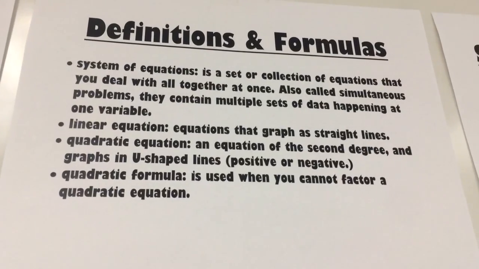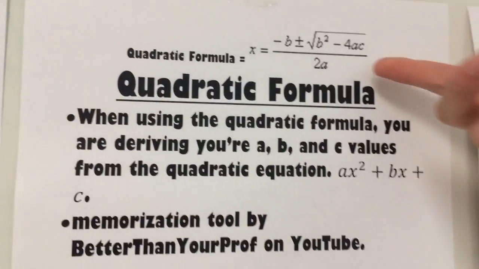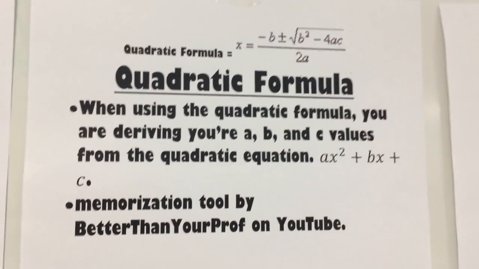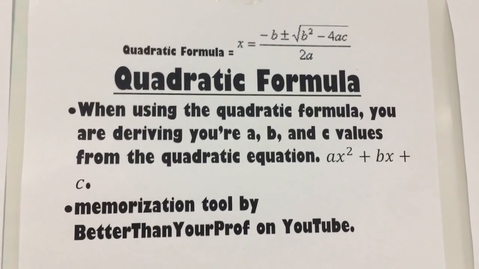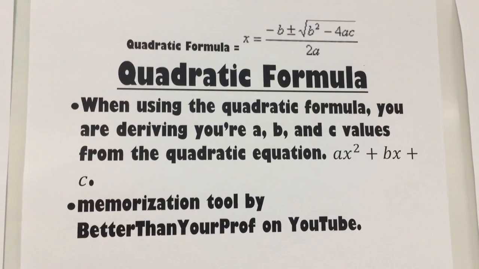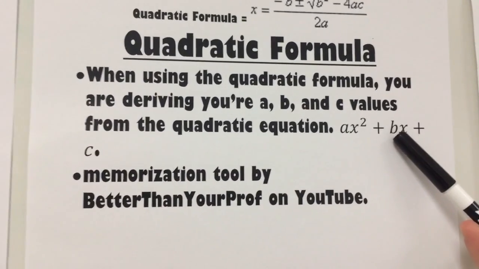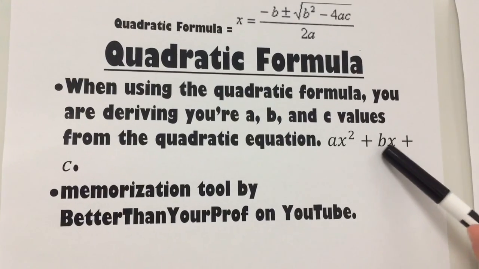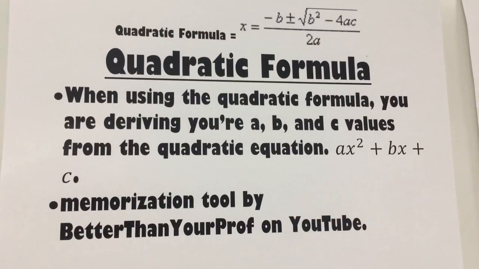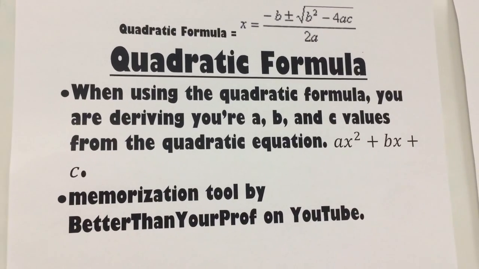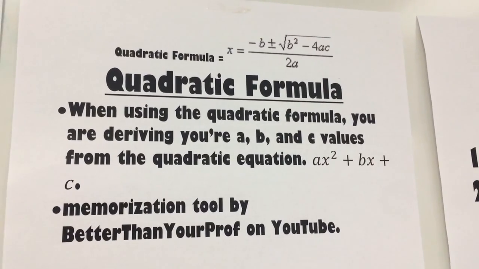The quadratic formula is used when you cannot factor a quadratic equation, so the quadratic formula is here. In the quadratic formula, you are deriving your a, b, and c values from the quadratic equation. So if you had a 1 in front of the x squared, your a value would be 1. If you had a 2 in front of the other x, your b value would be 2. And say if your c value were 6, you use 6. And this memorization tool is from Better Than Your Professor on YouTube.